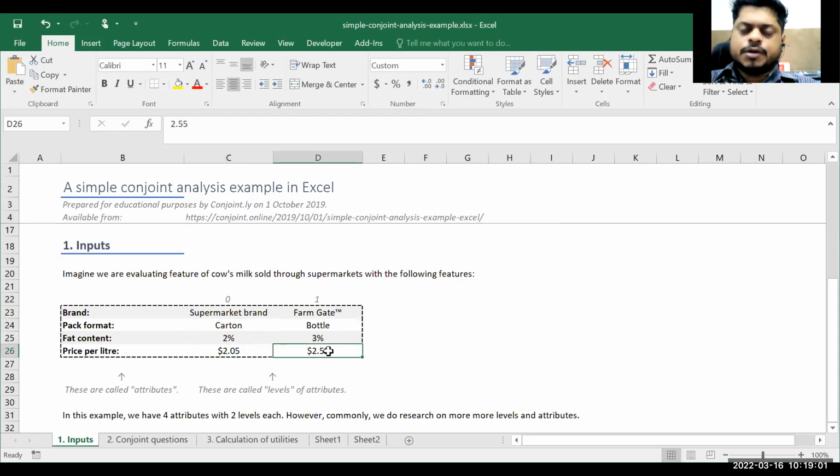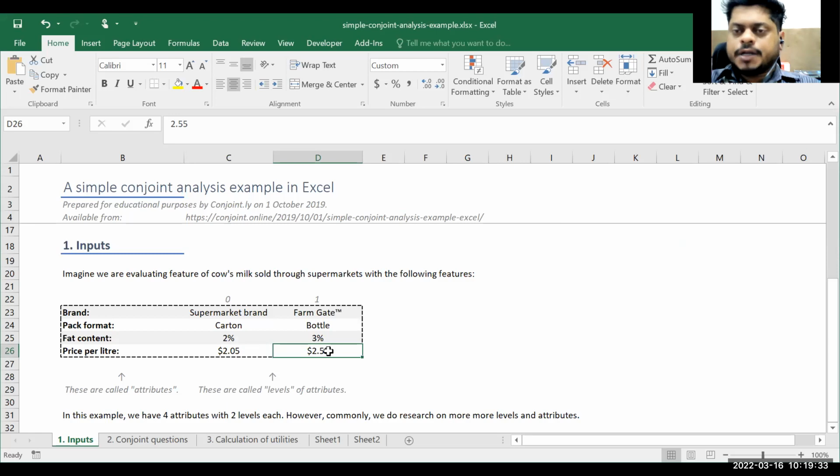So the problem, if you remember what we have discussed: if I go and ask a customer which pack format they like, some will say carton and some will say bottle. If I ask what kind of fat content, some will say 2%, some will say 3%. But when I go to pricing, if I give them which price point they like, all of them will obviously always go for the lower one. But in reality, for a company, those options might not be available or might not be profitable.